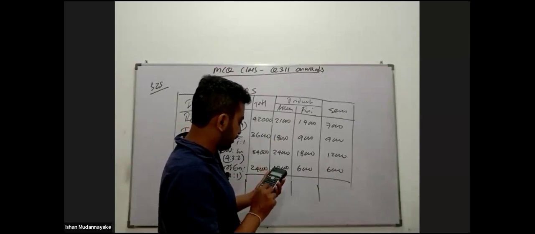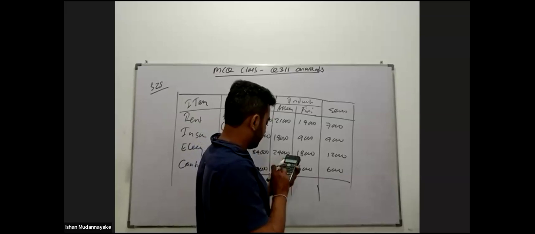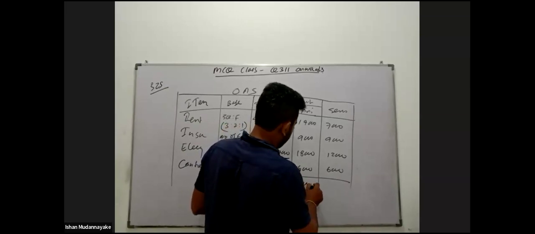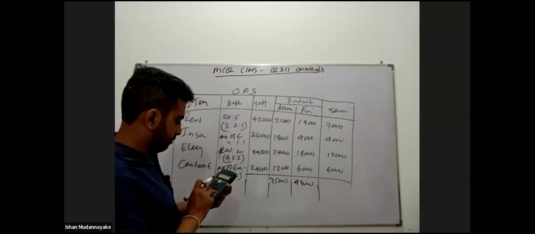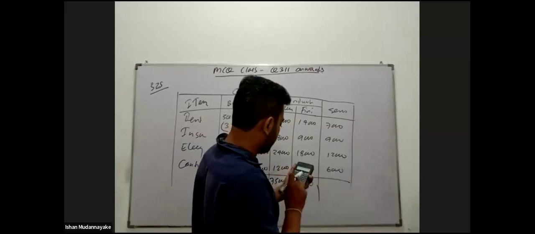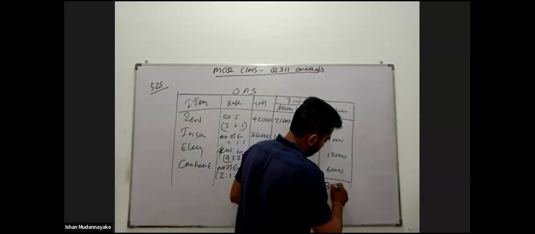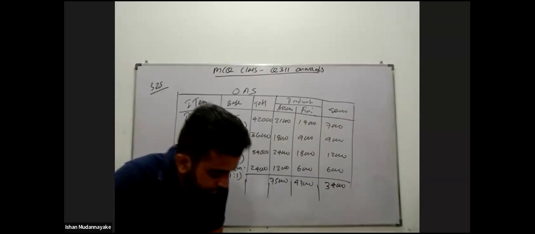24,000 plus 12,000, 75,000. And then 14,000 plus 9,000 plus 18,000 plus 6,000 is 47,000. For the service department, 7,000 plus 9,000, 12,000 plus 6,000 gives 34,000.